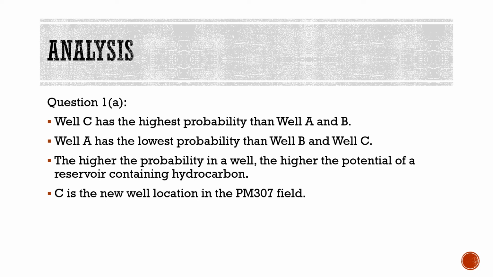From the calculation and the seismic data given in the question, we can see that well C has the highest probability than well A and B, whereas well A has the lowest probability than well B and well C. The higher the probability in a well, the higher the potential of a reservoir containing oil or hydrocarbon. C is the new well location in the PM307 field of the Malay Basin.